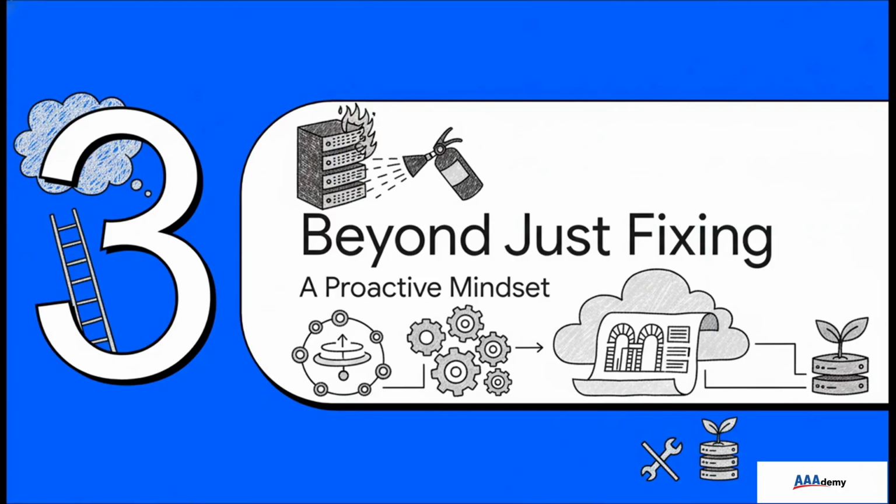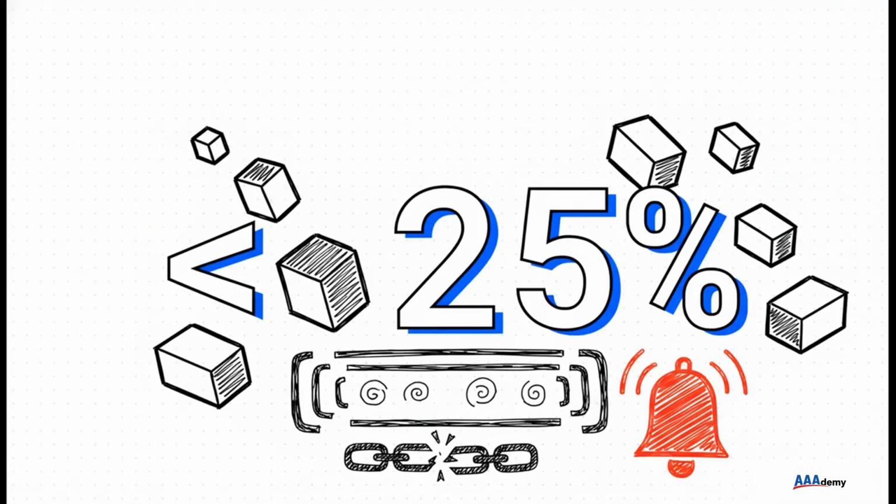So look, fixing things when they break is great. It's essential, but it's only half the battle. The real win, the holy grail, is getting ahead of problems before they even start. This is about shifting from being a reactive firefighter to a proactive architect. So how do you do that? It starts with simple, powerful rules.